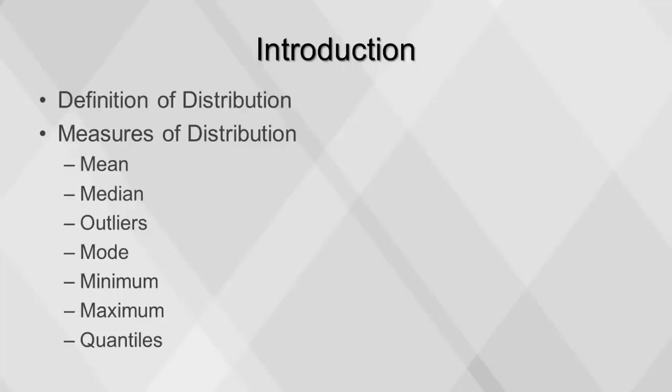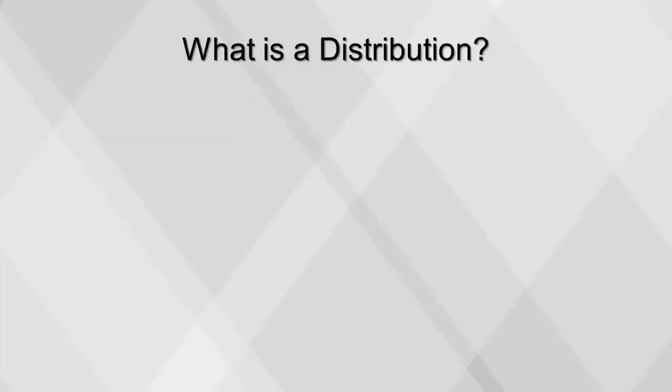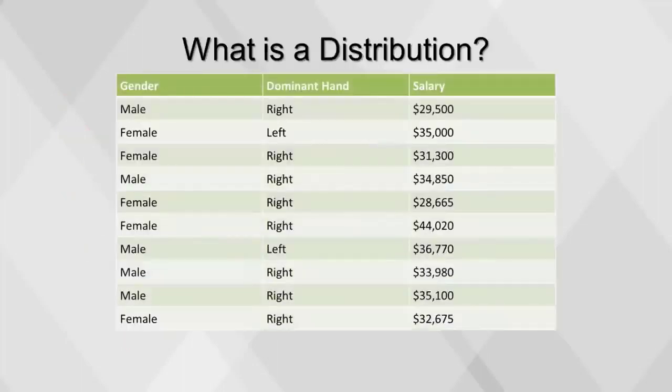This video will first define distribution, then we will cover measures of distribution: the mean, median, outliers, mode, minimum and maximum values, and quantiles. The most common method of analyzing a numeric variable is by exploring how the values are distributed. The distribution of a numeric variable shows all the possible values and how often they occur. A distribution provides methods in which many records of data can be summarized to provide basic information about the variable. These methods can either be numerical measures or visualizations.